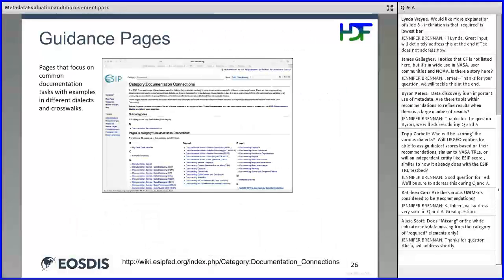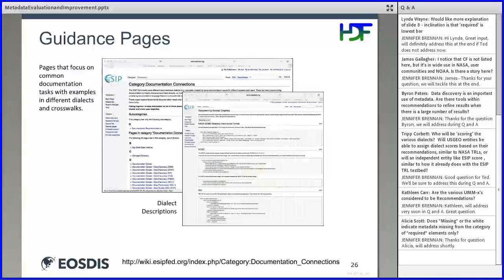We also have the guidance pages. Our guidance pages are not on an organization specific site. They're on the ESIP wiki, the Earth Science Information Partnership, and this is the URL for this. We have quite a bunch of pages there. Some of these are similar to pages that were on the NOAA wiki for 19115, and some of these are legacy dialects and also 19115 and the revision -1.